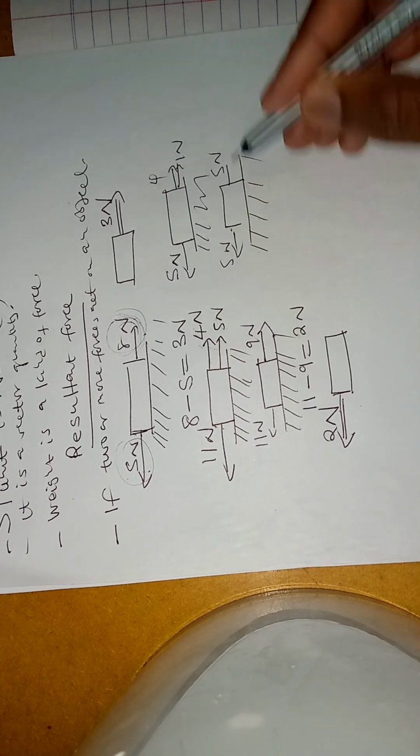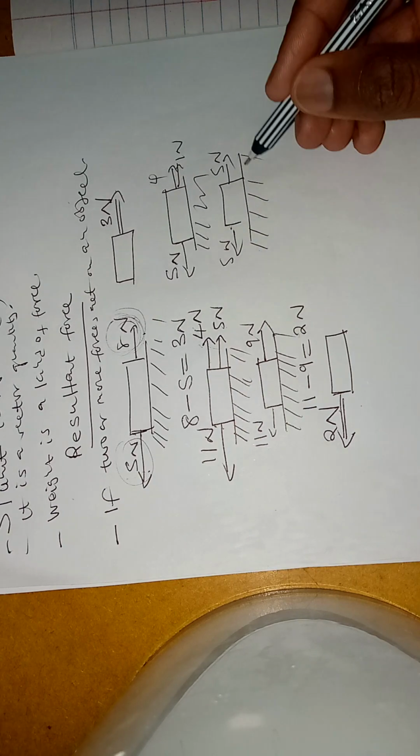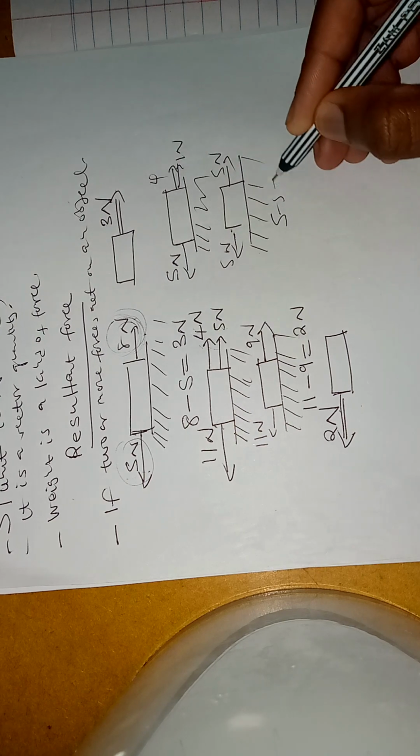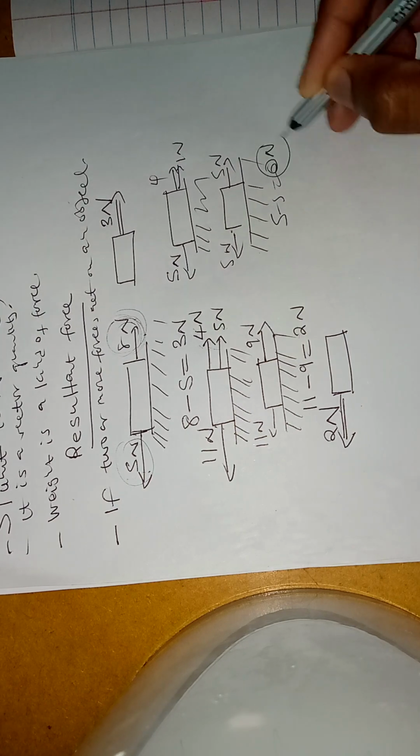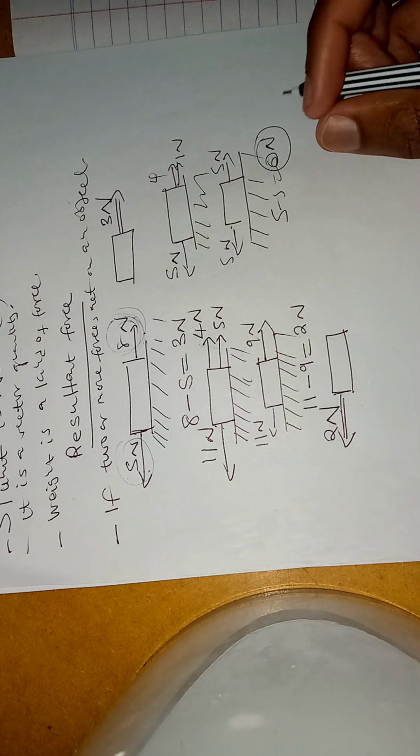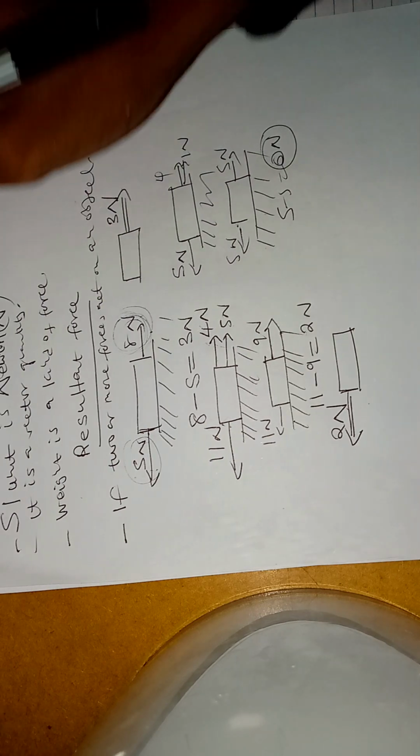So to find the resultant, these are still opposite, so you subtract. You say 5 minus 5, 0. This 0 newton indicates that these forces are balanced on the object.